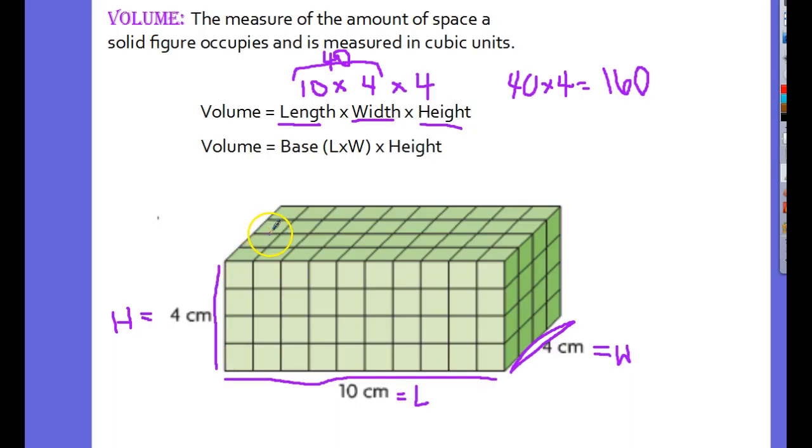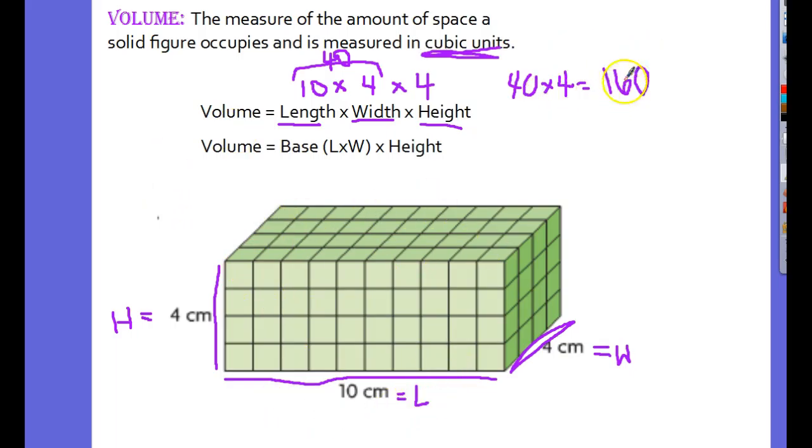When I find the volume, that means that I'm finding how many square or cubes there are here. So this is a cube here, this is a cube here. Altogether, I have 160 cubes. That's what it means when it's saying you're measuring in cubic units. How many cubes are there in this whole box?